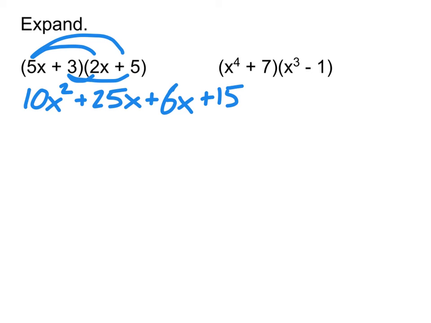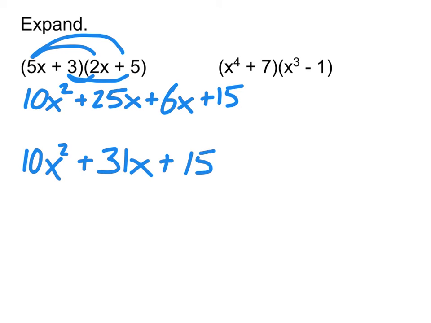All right, now we look for like terms, and yes, we do have some like terms in this case. Again, it's those x terms in the middle. And so the 10x squared stays the same. 25x plus 6x, if I add those together, I get a positive 31x. And then the 15, it didn't have any like terms, so it stayed 15. So that's your final answer for the first.